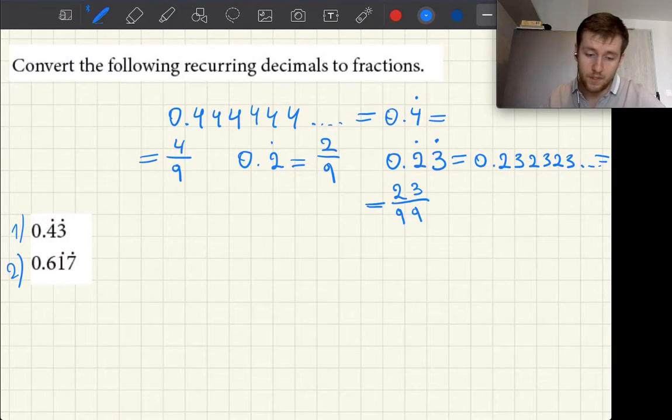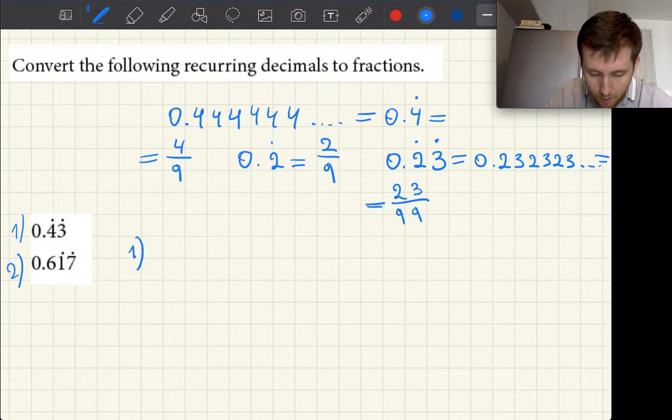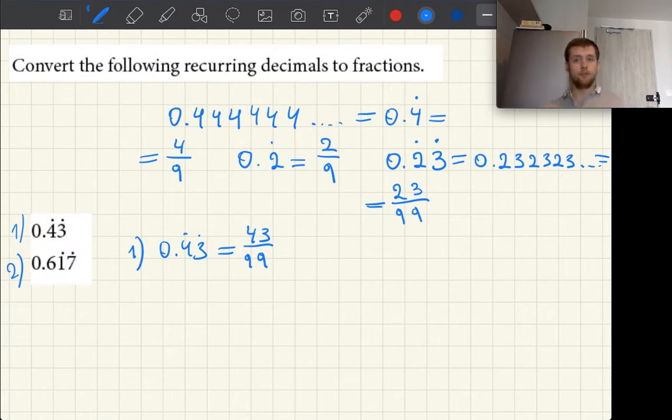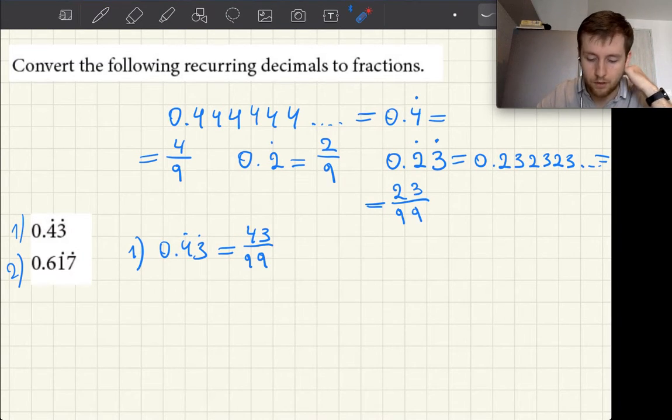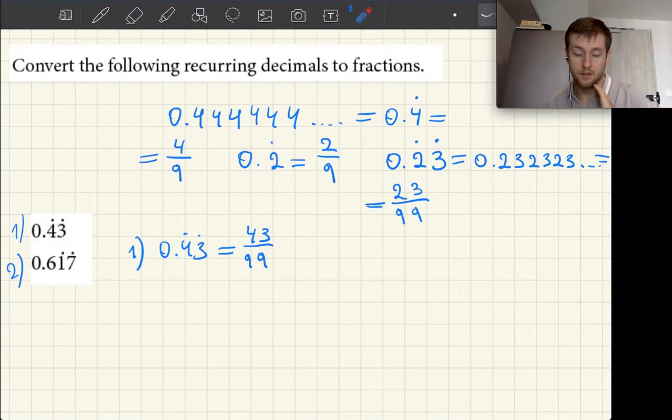The first one is quite easy. By analogy with this, 0.43 repeating becomes 43 over 99, and that's it. Here also be careful. Sometimes it can be simplified. Not in this case, 43 over 99 cannot be simplified, but sometimes it can. Okay, the next one is a bit more interesting.